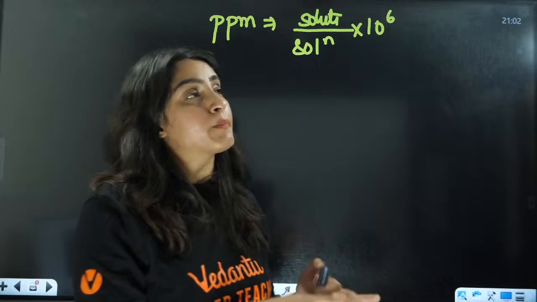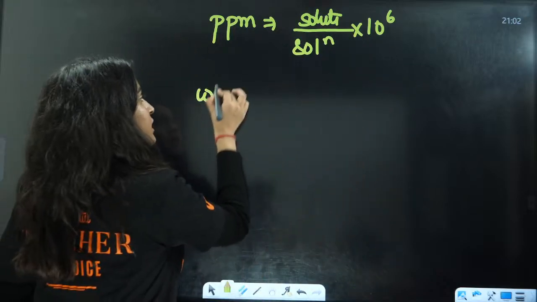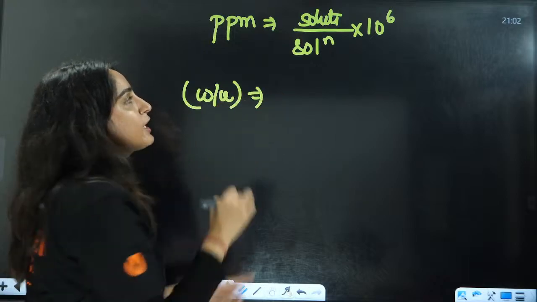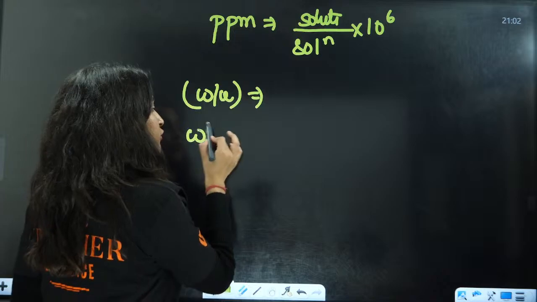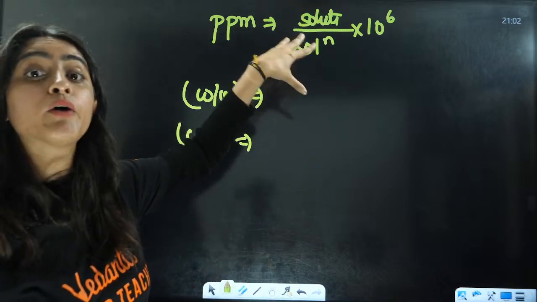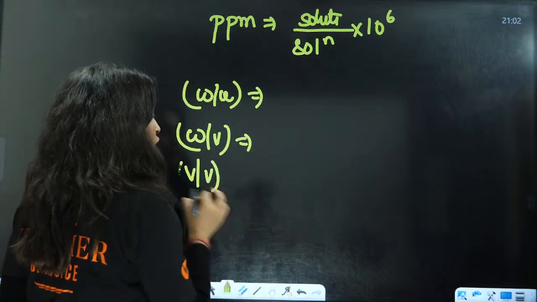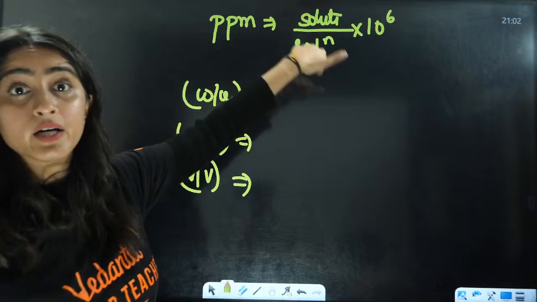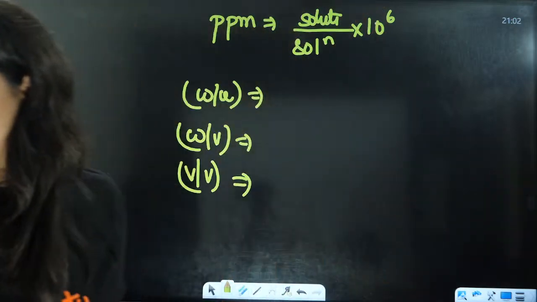And for ppm, we multiply this by 10 raised to power 6. If I am talking about weight by weight, that will be weight of solute by weight of solution into 10 raised to power 6. If I am talking about weight by volume, that will be weight of solute divided by volume of solution into 10 raised to power 6. If I am talking about volume by volume, that is volume of solute divided by volume of solution into 10 raised to power 6.